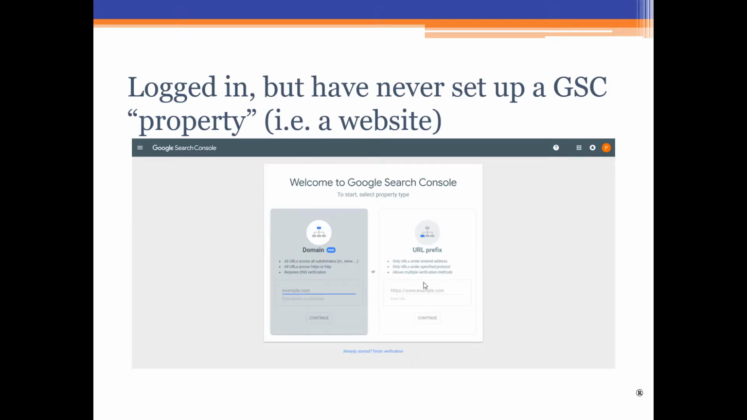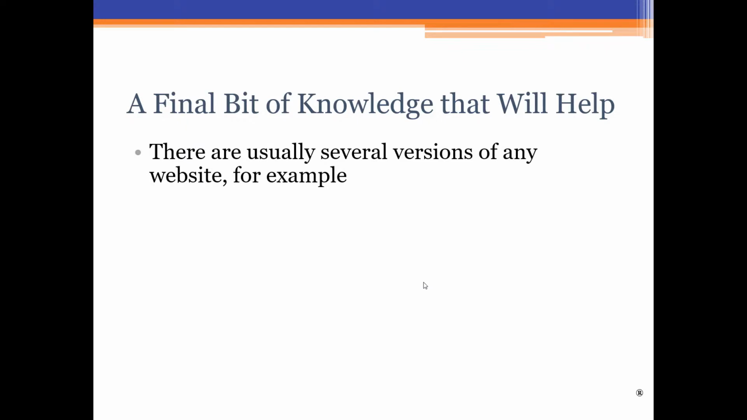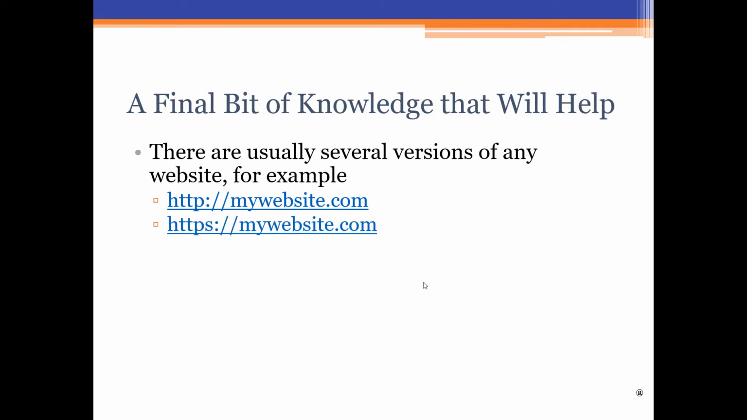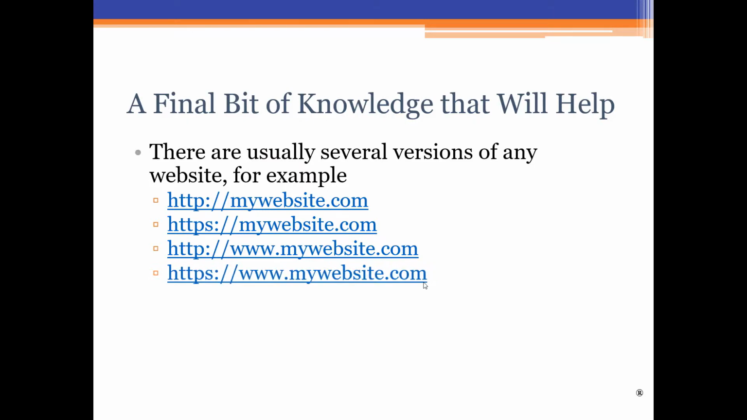If, however, you're logged into your Google account, but you've never set up a GSC property, in other words, a website, it's going to look like this. Now, one final bit of knowledge, and that is that there are usually several versions of any website. I'm going to tell you this information, then later I'll show you how we're going to use it very shortly. For example, it might start like this, http://mywebsite.com. Or it might be the same thing, but with HTTPS, which is more and more the dominant form because it's secure. Although you may also have either the non-secure form without the S with a www, or the secure form with the S and with a www.